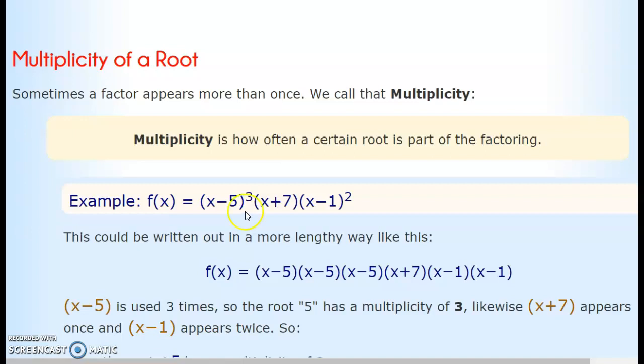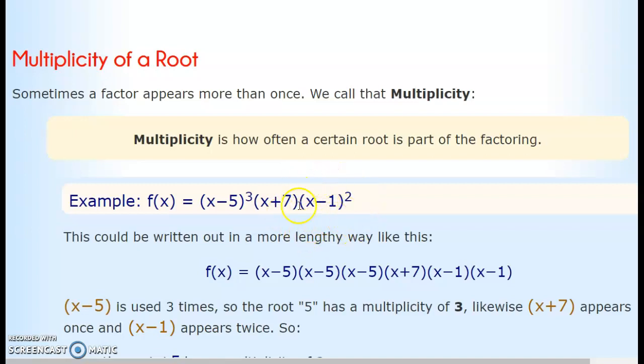For this one, x plus 7, it only appears one time, so it has just a multiplicity of 1. In fact, we don't even state it. At this 0, x equals negative 7, it's going to look just like a line. If you were to zoom in on the graph just where it crosses at x equals negative 7, it would look just like a line. It's just going to shoot right through.